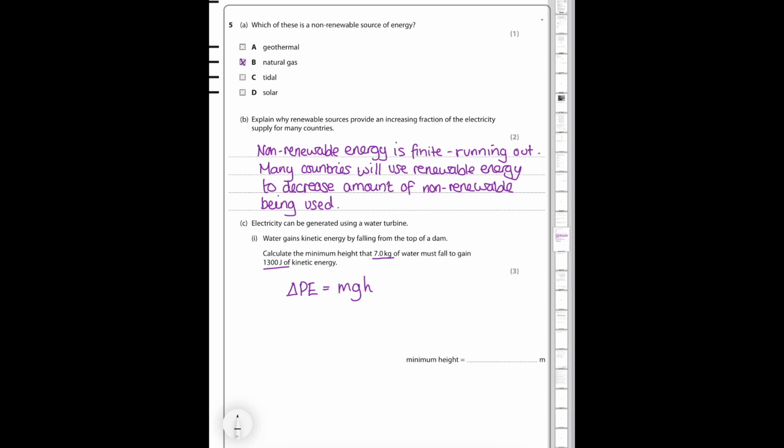And if we use this to substitute our numbers in, so all the kinetic energy came from the gravitational potential energy, so that would be 1,300 joules is going to equal the mass, which is 7.0 kilograms, times gravity, which is 10, times our height. And if we rearrange this, we would have 1,300 divided by 10 times 7, which is 70, which gives us the height. And if we calculate that out, we get a height of 19 meters.